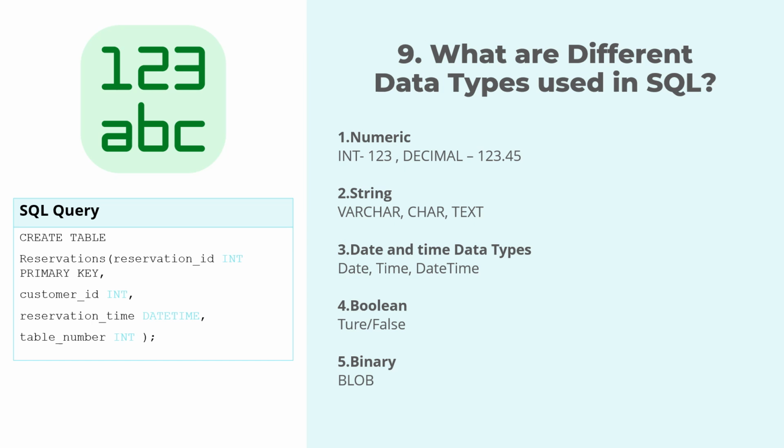Reservation ID int, it's a whole number. Reservation time date time, this stores date and time. Table number int, this is the table number. These are the basic data types used to store different kinds of information in a database.